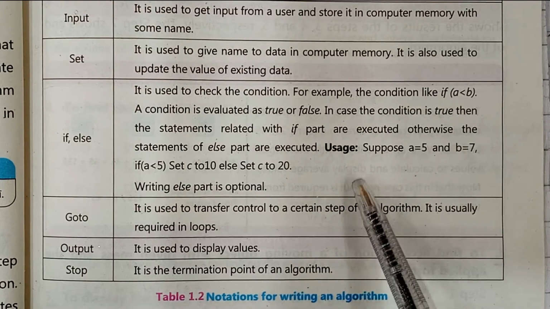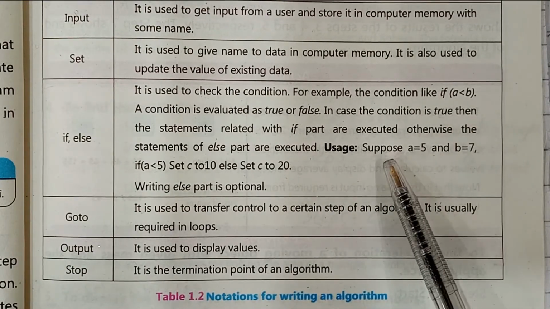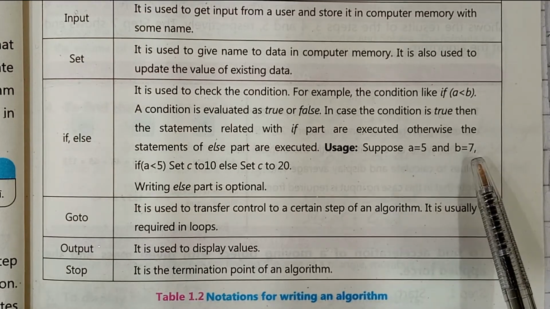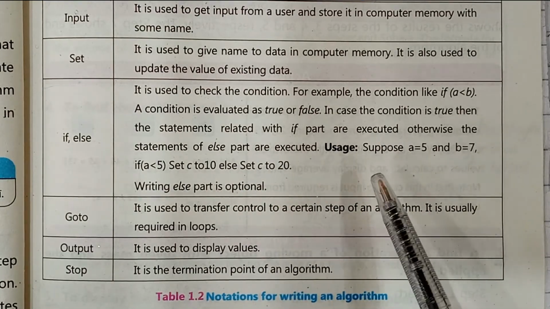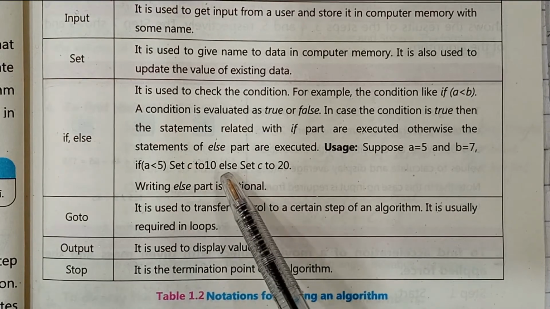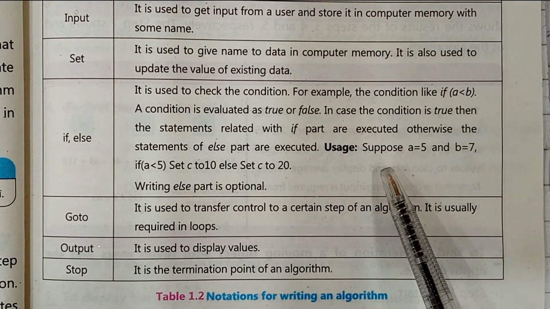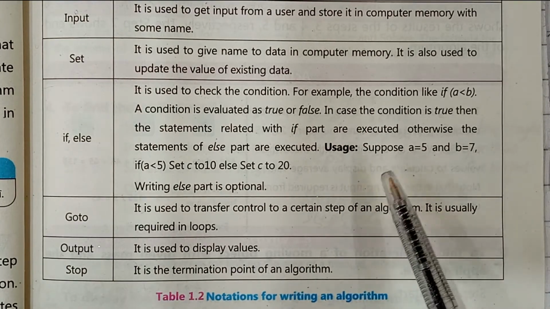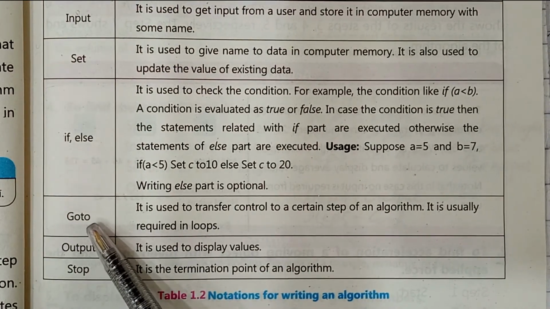Now here we have an example: if A is less than B, and we have the values also, A is equal to 5 and B is equal to 7. If A is less than B, then we have a condition, set C to 10, else set C to 20. And remember students, the else part is optional. This is not compulsory in every algorithm. Now the fifth notation is go to.